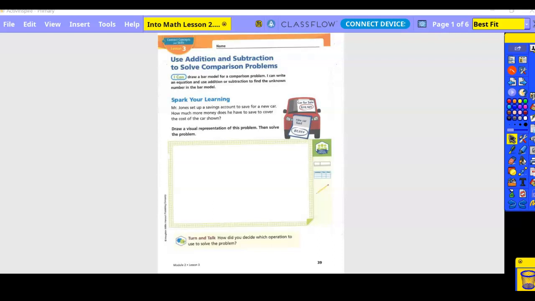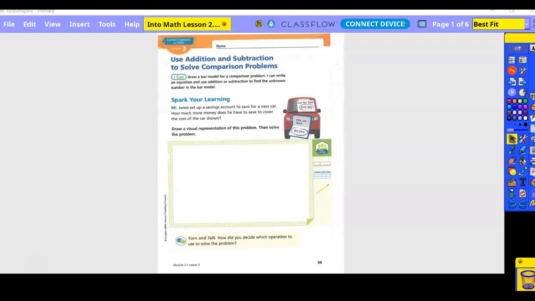Fourth grade math lesson 2.3. Use addition and subtraction to solve comparison problems. I can draw a bar model for a comparison problem. I can write an equation and use addition or subtraction to find the unknown number in the bar model.